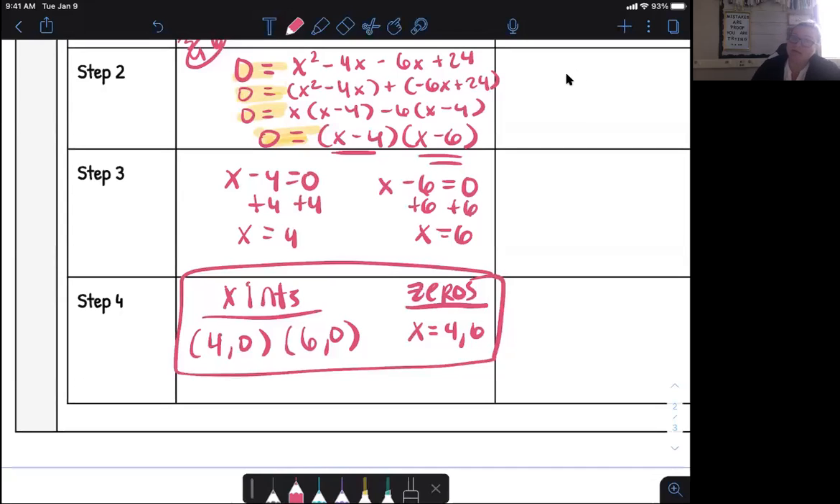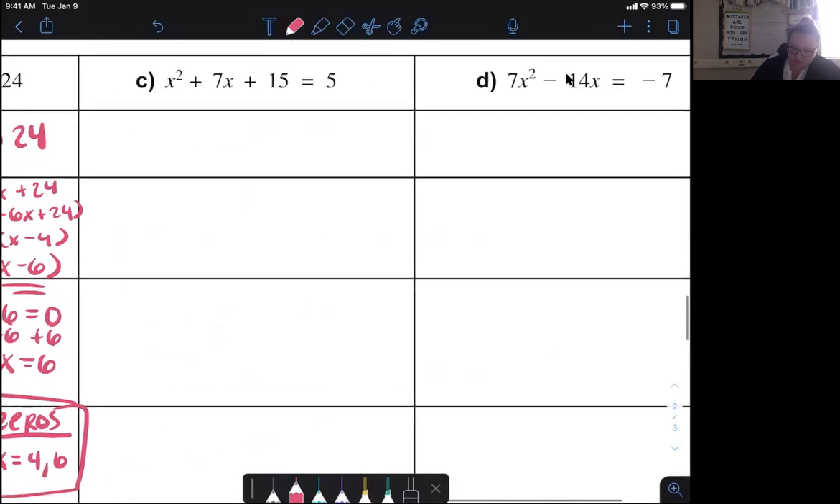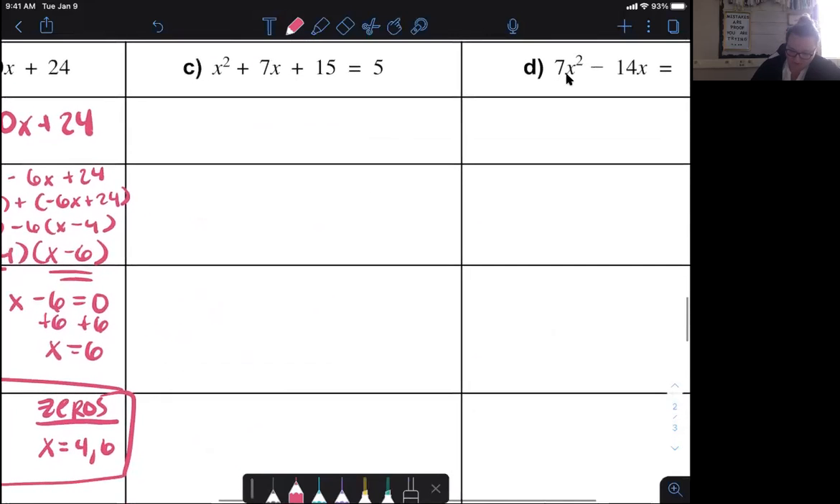So I got that my x-intercepts are at (4, 0) and (6, 0), and my zeros are at x equals 4 and 6. All right, why don't you go ahead and try a problem on your own. Actually, for this one, I'm going to have to give you a little hint. So x squared plus 7x plus 15 equals 5.